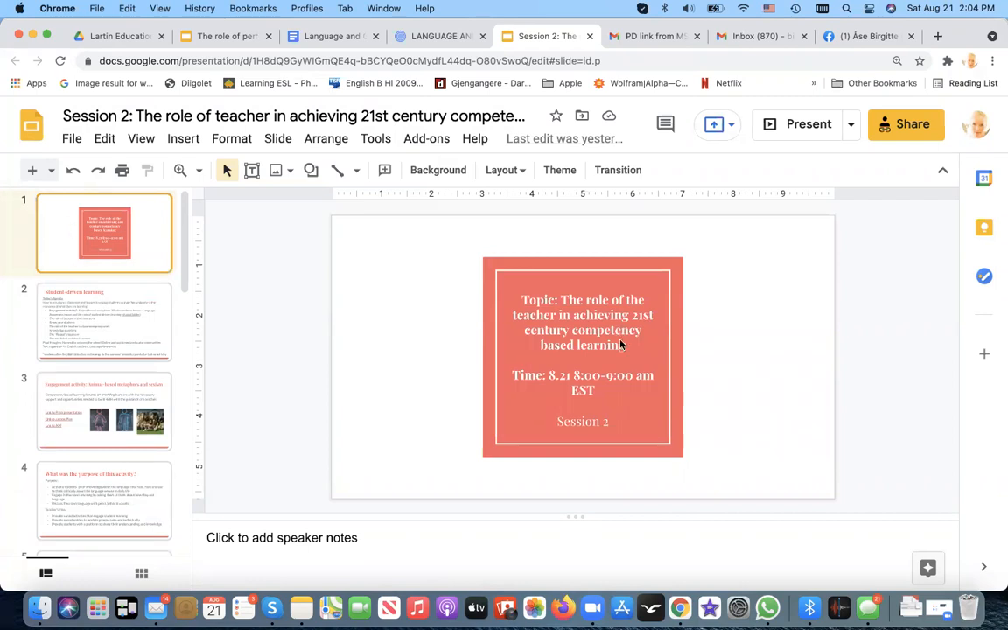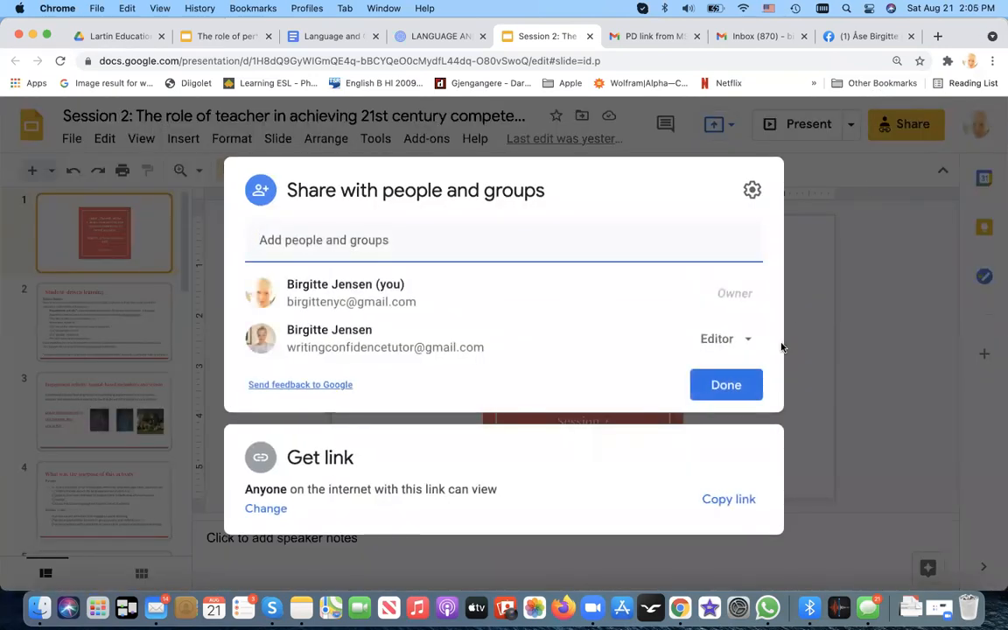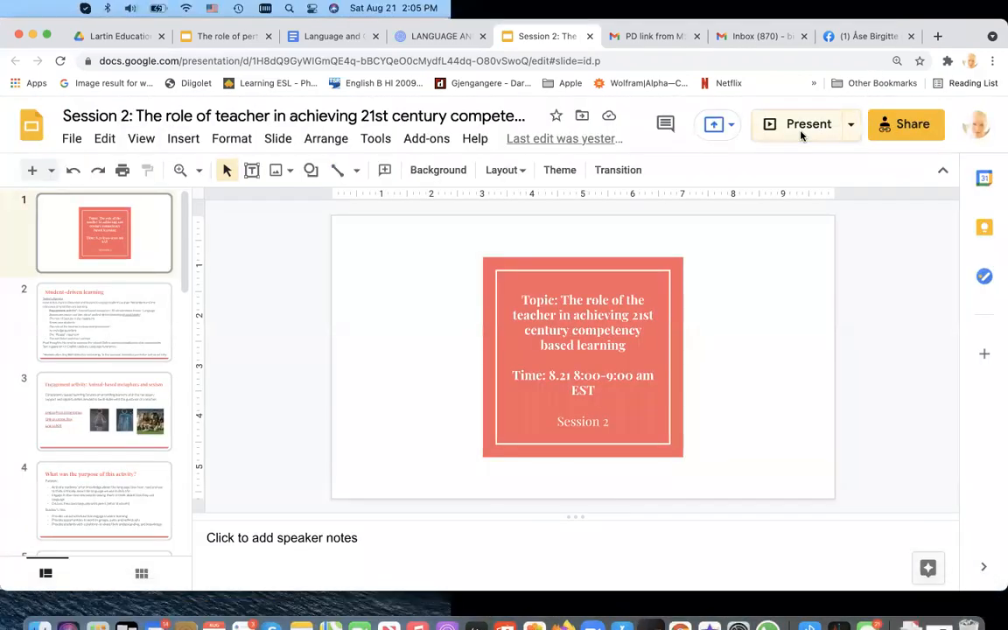So the topic today is the role of the teacher in achieving 21st century competency. I'm going to make the screen bigger so everyone can see. Done. That was not what I meant. Present. That's the button I was looking for.